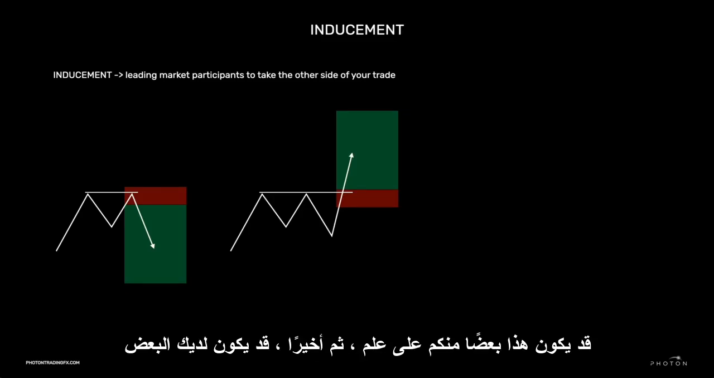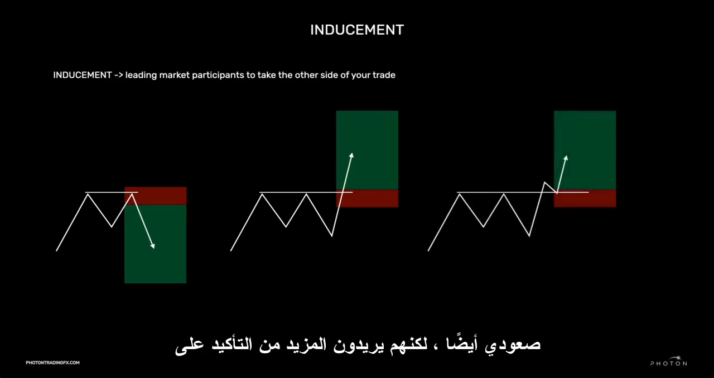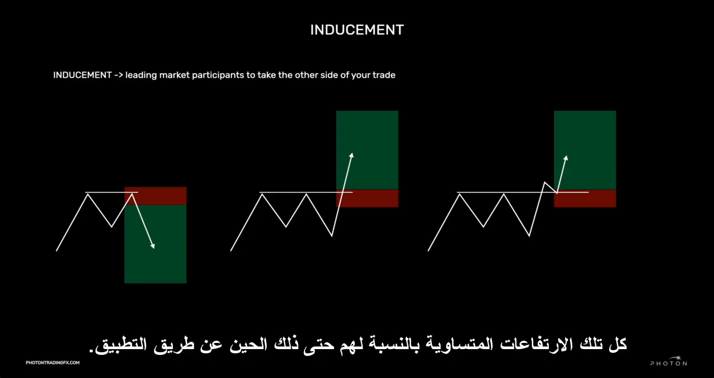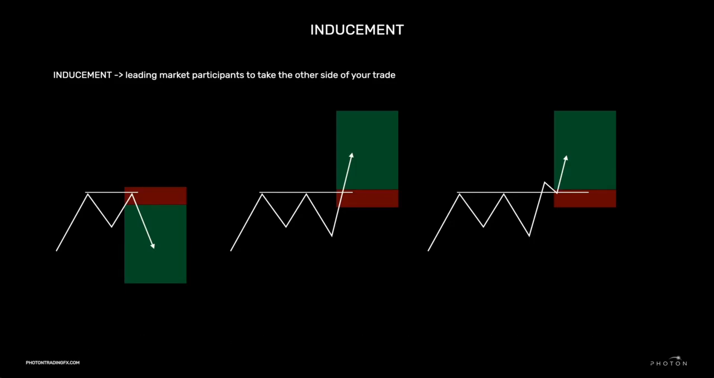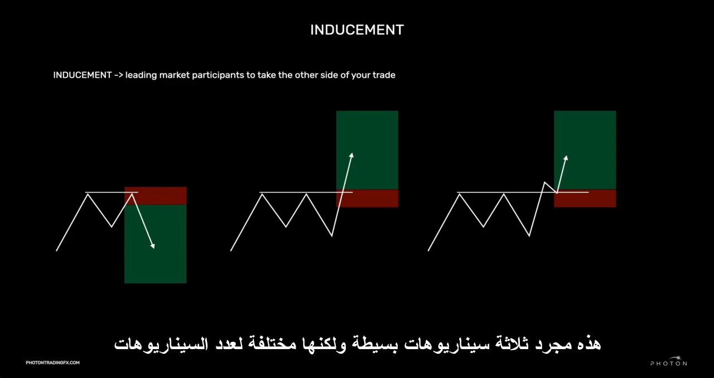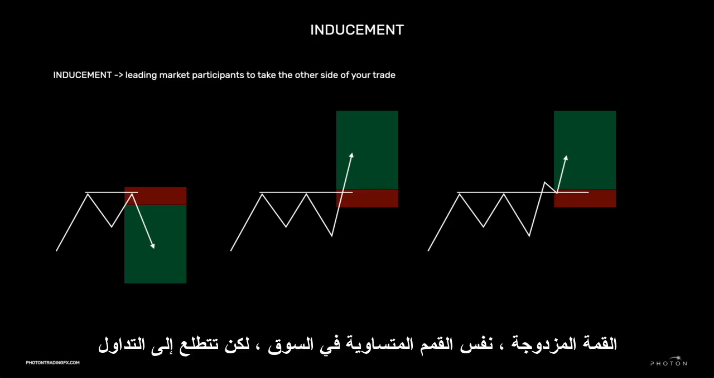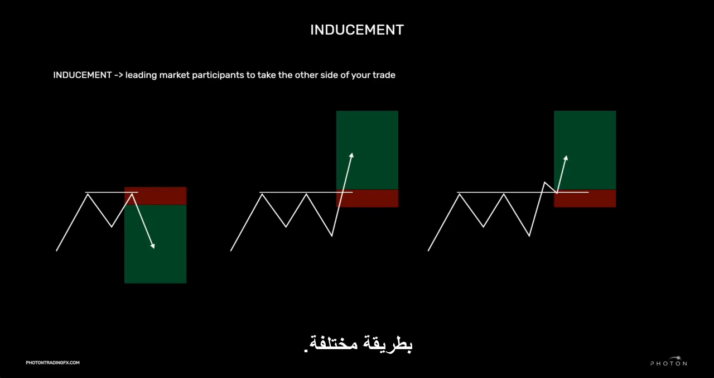And then finally, you may have some traders that are also bullish, but they want a little bit more confirmation on the breakout. So they wait for the break and retest of that level, of those equal highs, for them to then buy. So that's just three simple but different scenarios of how many traders could all be looking at the same double top, the same equal highs in the market, but looking to trade it in a different way.